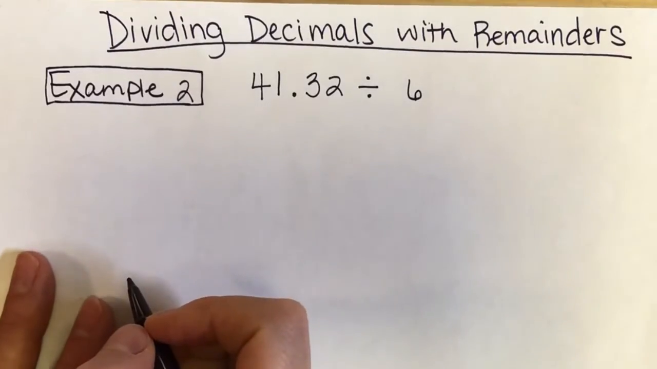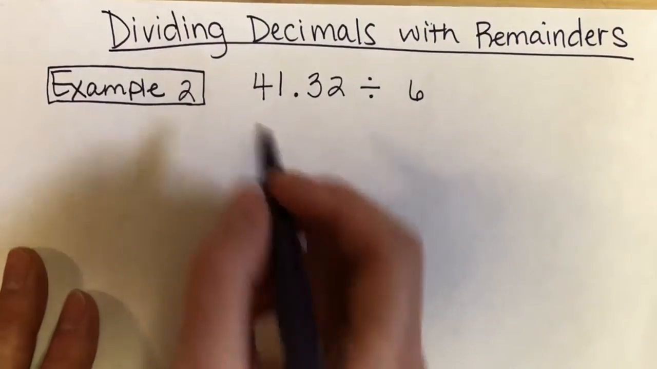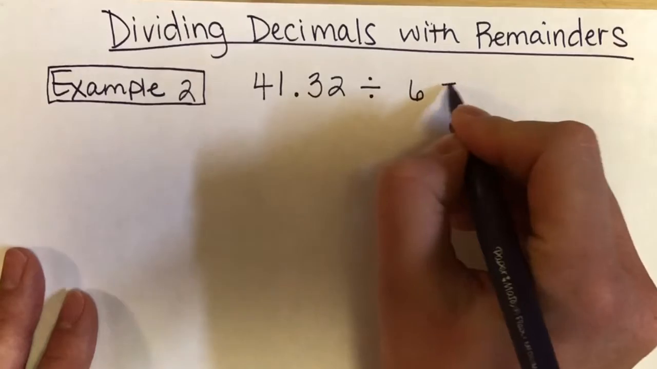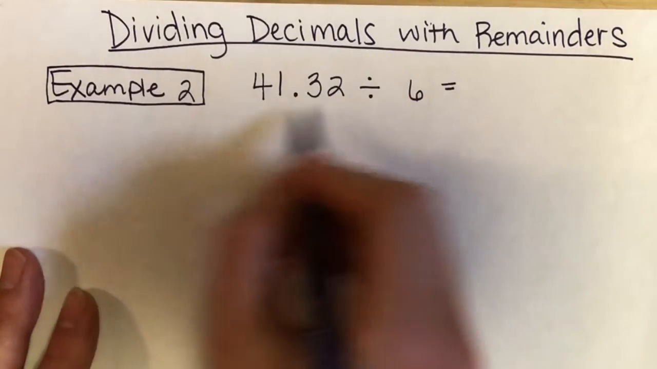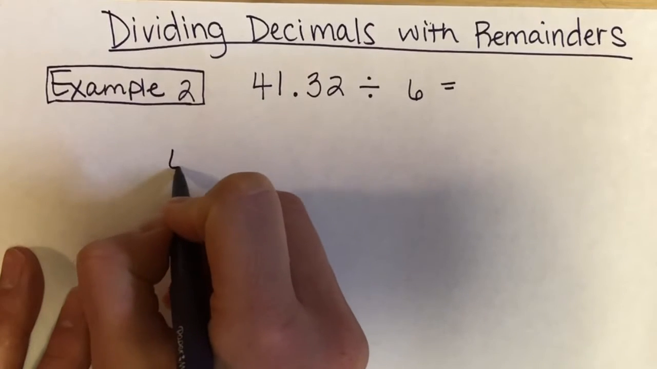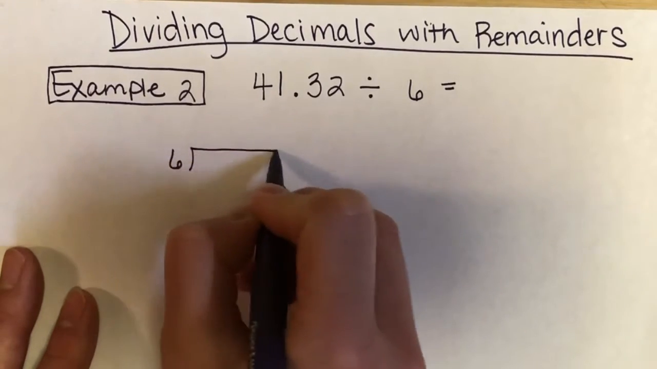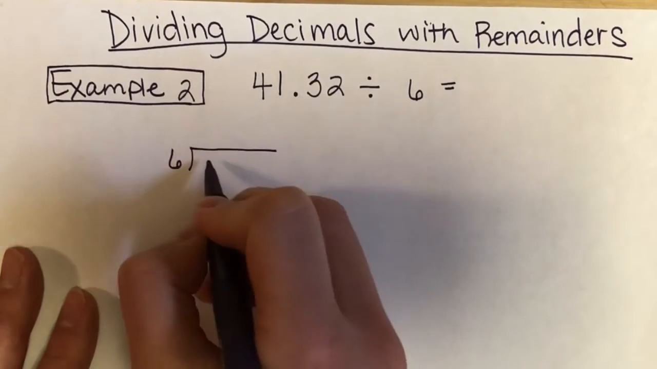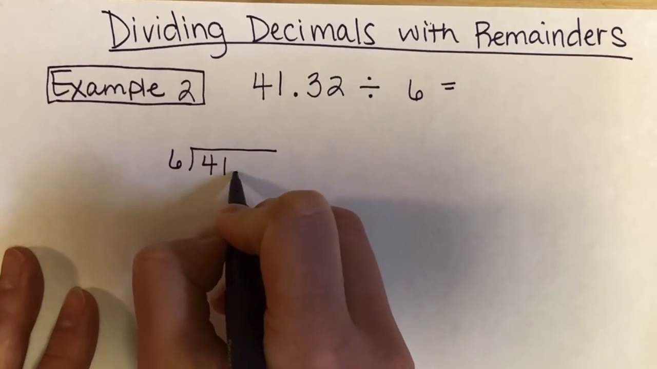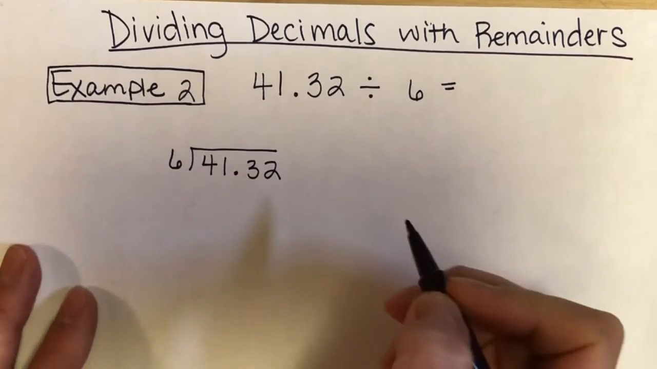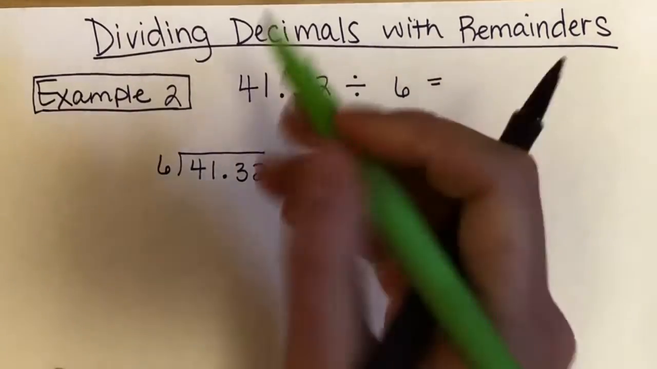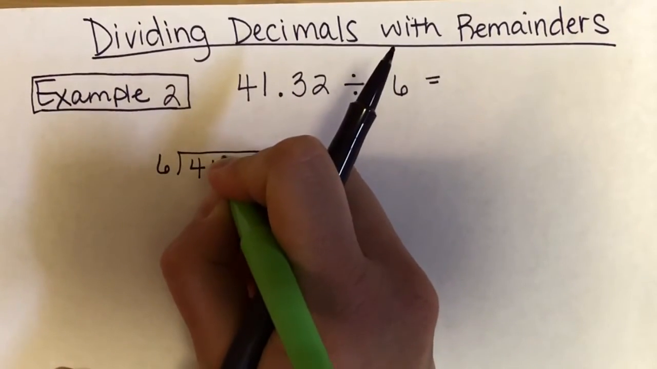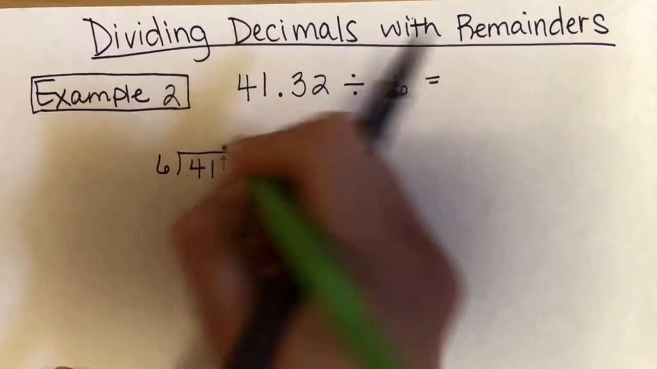Now I'm going to show you another example of dividing decimals with remainders. I have the problem 41.32 divided by 6. So what I'm going to do is put that 6 on the outside of the box. I'm going to put the 41.32 on the inside. First thing that I want to do, I need to bring up that decimal and put it on top of the box. So remember, the decimal goes up, but it doesn't go down.